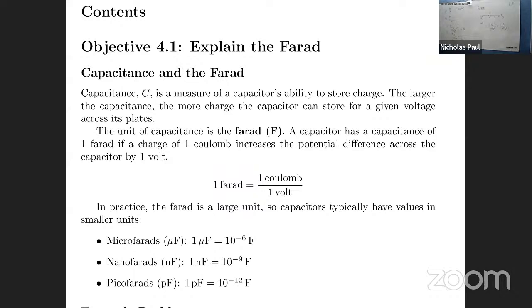So in practice, the farad is a large unit. So capacitors typically have values in smaller units: micro. I have a capacitor somewhere here. So microfarads, nanofarads, and picofarads. You will more often see microfarads in the lab.